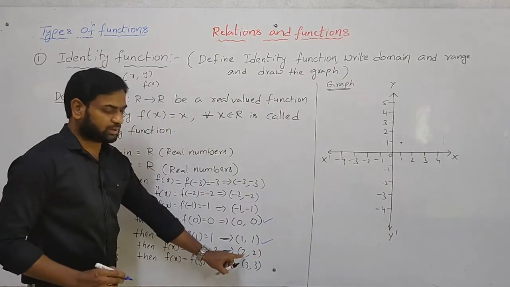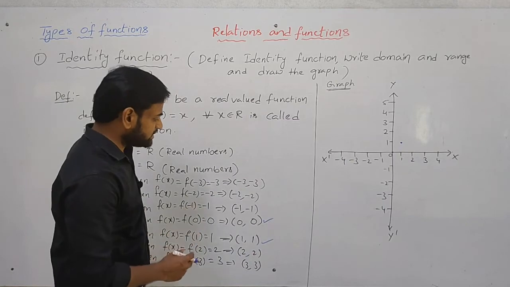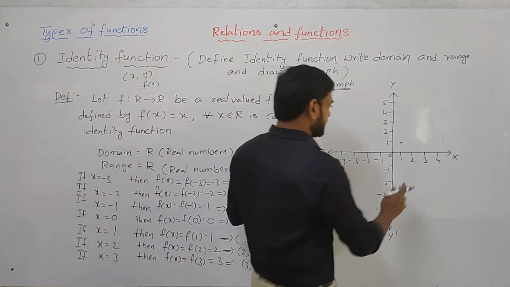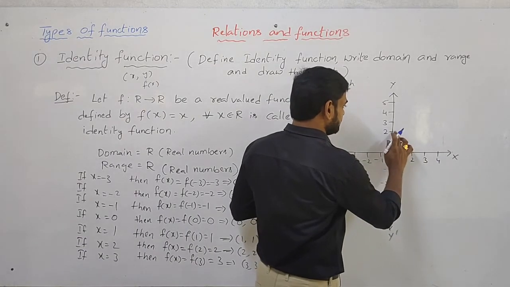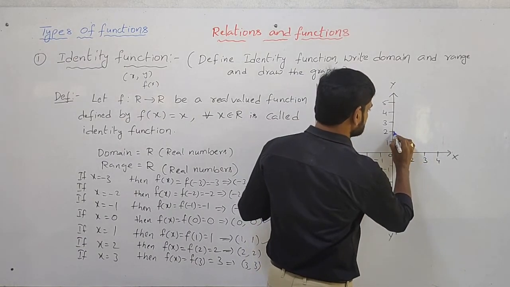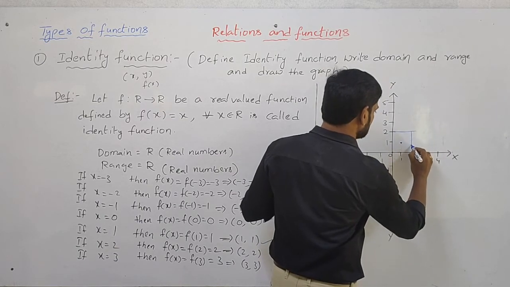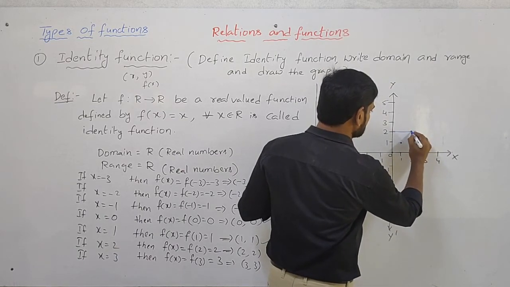Next, 2, 2. That means x value is 2, y value also 2. So x value is 2 here, y value 2 here. So just draw a line. So the meeting point is this one.